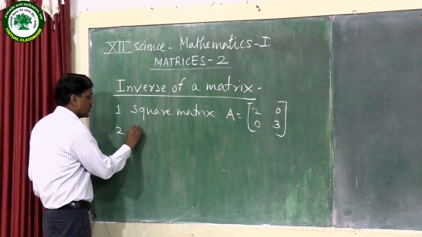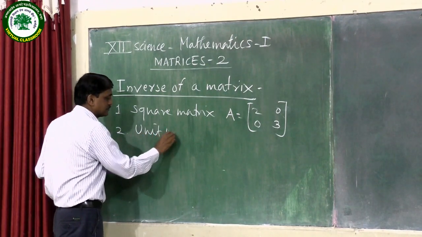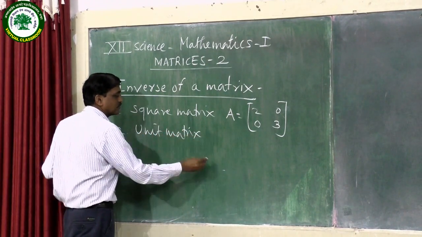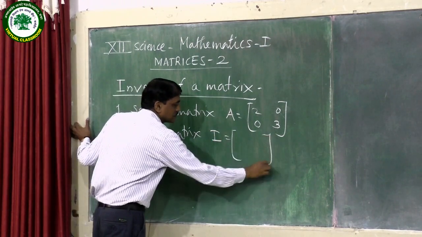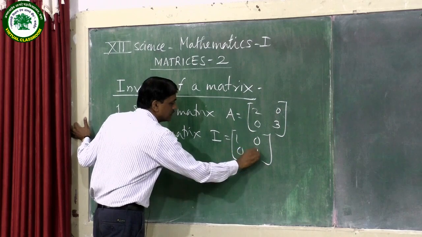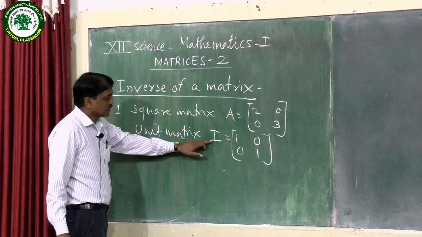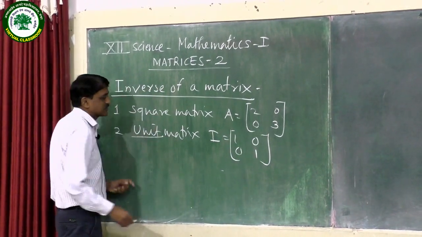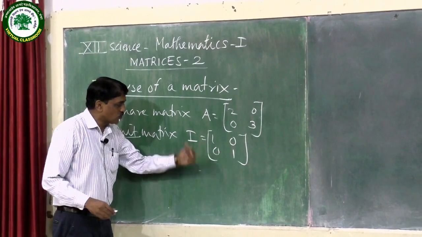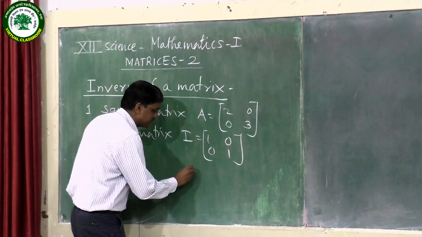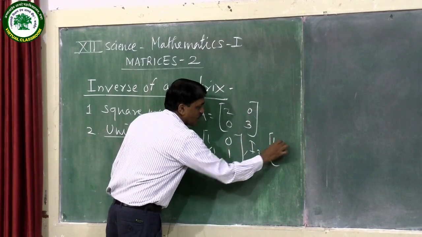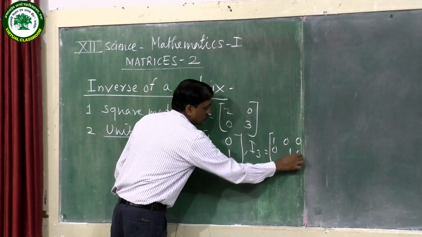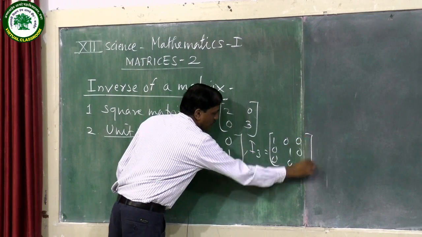Second, unit matrix. It is I. It is 1 0 0 1. I, unit matrix, I of order 2. There is one more I, say I3. It is 1 0 0 0 1 0 0 0 1 of order 3.